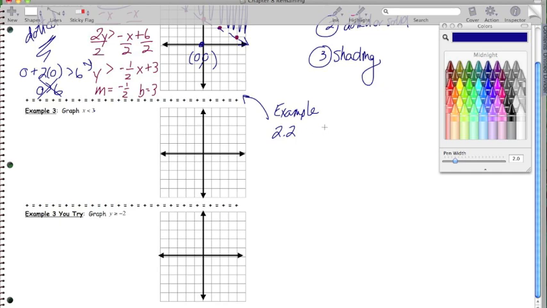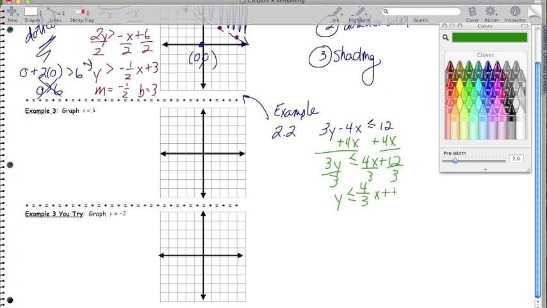I'm going to give you the inequality 3y minus 4x is less than or equal to 12. Now we're going to go ahead and solve this. I wanted to give us one where we have to solve it, so I'm going to add 4x to both sides. I get 3y is less than or equal to 4x plus 12. Divide everything by 3. Y is less than or equal to 4/3 x plus 4.